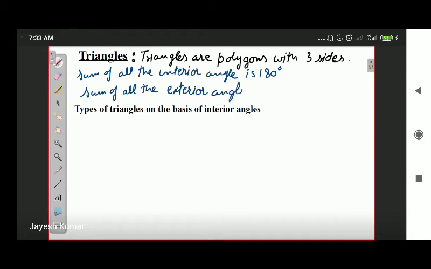The sum of all the exterior angles for any polygon is always 360 degrees, as you have learned in your earlier classes. Now we are going to discuss types of triangles on the basis of interior angles. On the basis of interior angles, we have three types of triangles. The first type is the acute angled triangle.